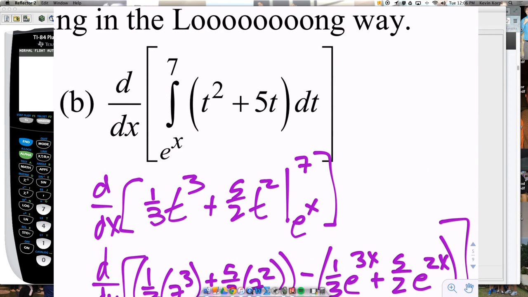You're taking the derivative of the integral. That's the second fundamental theorem. You're going from e to the x to 7. You have the option, if you want, of flipping it and going from 7 to e to the x and putting a negative out front.